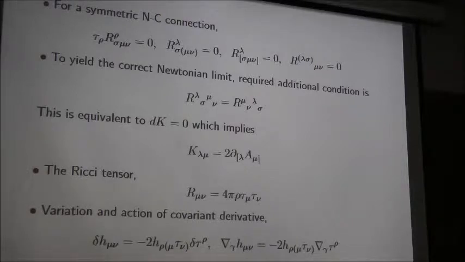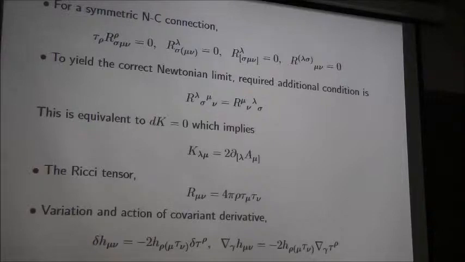For a symmetric Newton-Cartan connection, these relations are followed. But if the Newton-Cartan connection has to follow the proper Newtonian limit, then an additional condition is required, also known as the Trautman condition in the literature. This is equivalent to dK = 0, where K was initially introduced as a non-inertial part. So dK equal to 0 implies that K_λμ can be expressed in that way.